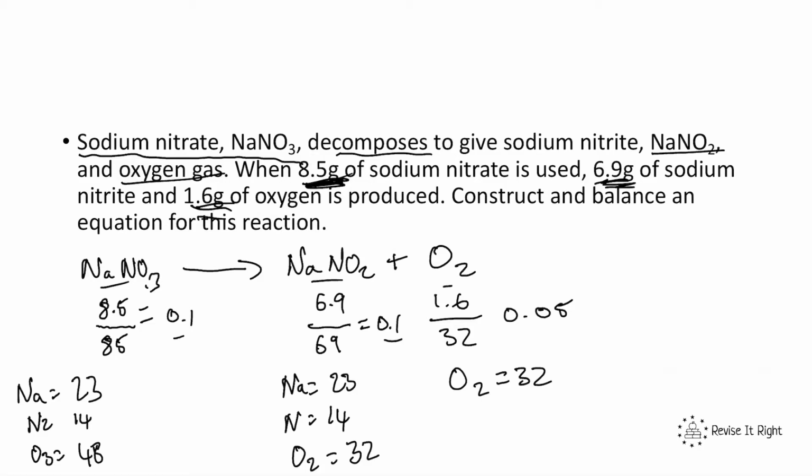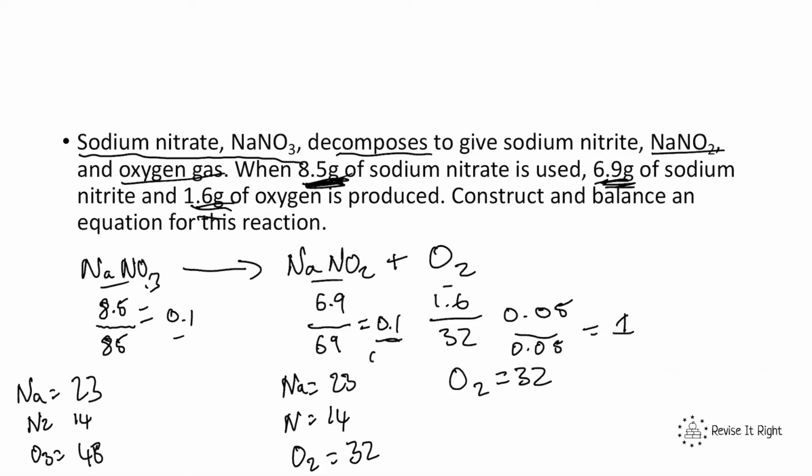But when we're balancing equations, we can only deal in whole numbers. So we can't put 0.1 in front of that. We have to convert it into a whole number first. The easiest way to do that is to divide them all by the smallest number. Here 0.05 is the smallest number, so we divide them all by that. Now 0.05 divided by 0.05 is obviously just 1.